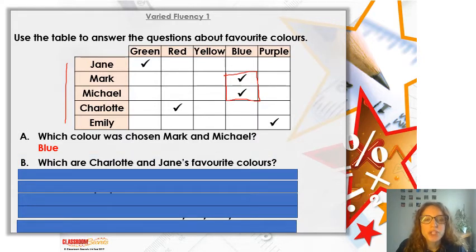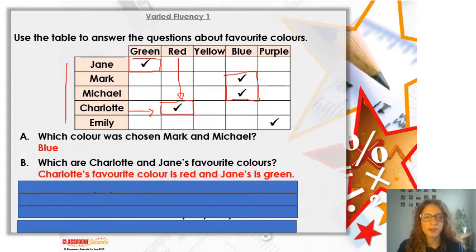Question 2. Which are Charlotte and Jane's favourite colours? So pause, have a look. Okay, and they don't necessarily have to have the same favourite colour. So we've got Charlotte. So if we go along, as in this column here, we can go down. Okay, and where they meet, so we know it's Charlotte and the colour red. And then Jane, it's a little bit easier because it's right next to her name. So this one here. So Charlotte's favourite colour is red and Jane's is green.